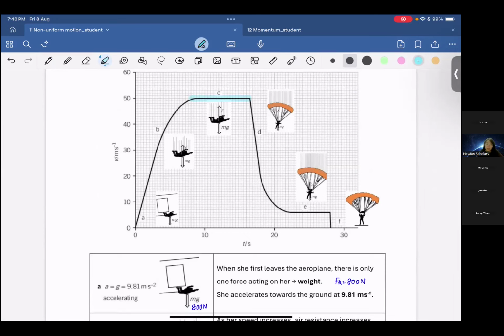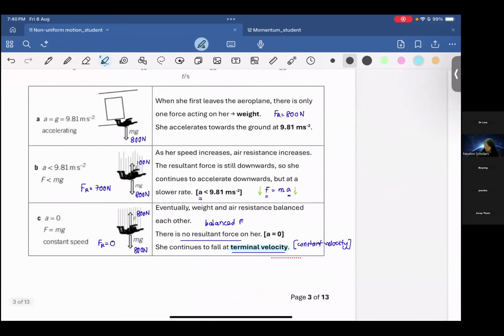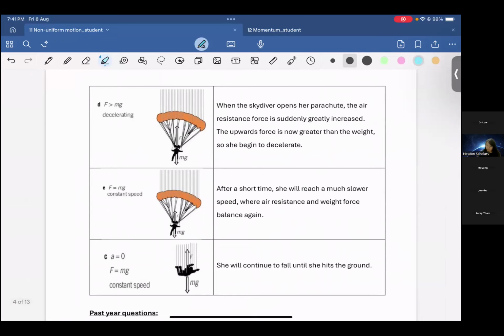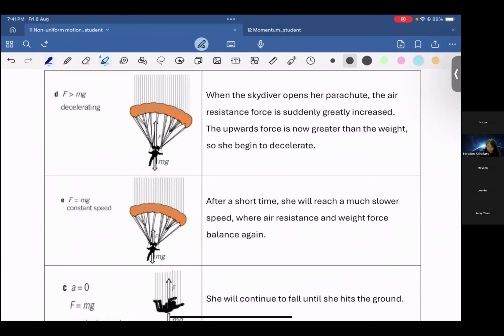Now I'm going to talk about D. Suddenly, we open the parachute. Here, suddenly we open the parachute. At here, your weight is still 800 Newton. Your weight cannot be changed. But suddenly you open the parachute, your upward air resistance, or upward force, becomes bigger. Let's say it becomes 1000 Newton. So right now, the upward force is bigger than your weight. You won't move upward, dear.